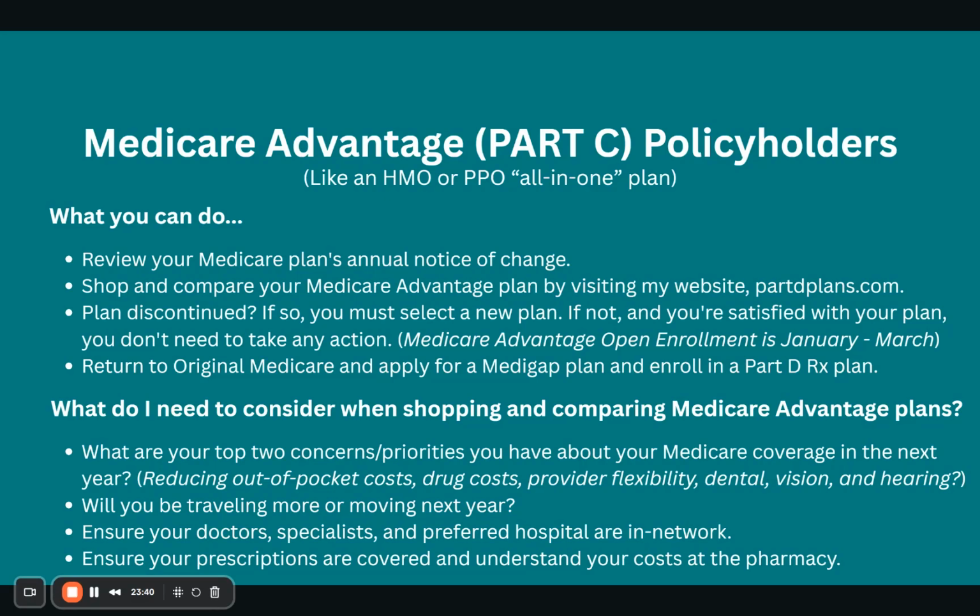Okay. But the biggest thing with these plans is you want to understand the benefits, but you want to ensure your doctors, your specialists, and your preferred local hospital are in that plan's network for that given year. And again, these networks change annually. Also, you want to ensure your prescriptions are covered and understand your costs at the pharmacy. All right.